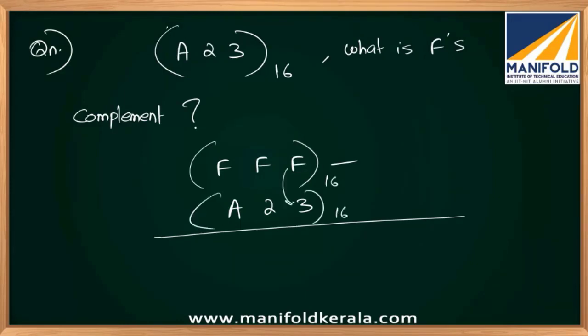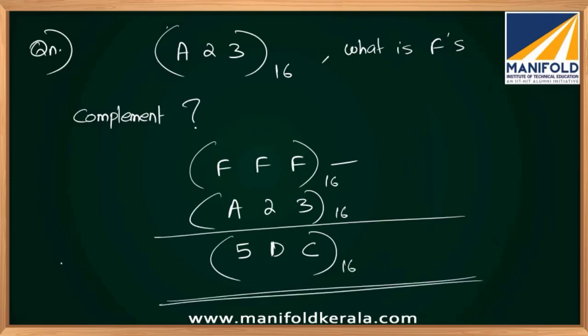Can you tell me what is F minus 3? 15 minus 3 is 12. And what is 12 in hexadecimal? C, right? And what is F minus 2? D, right? And what is F minus A? So this is your F's complement. So F's complement is equal to this one.